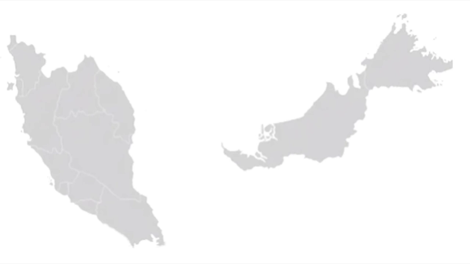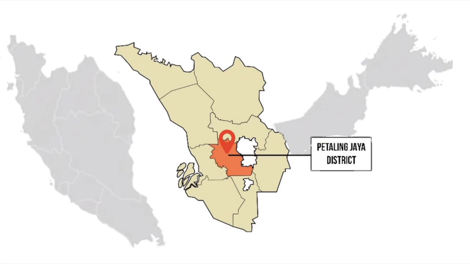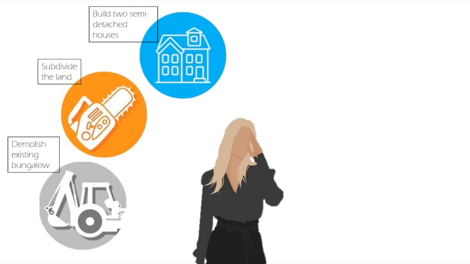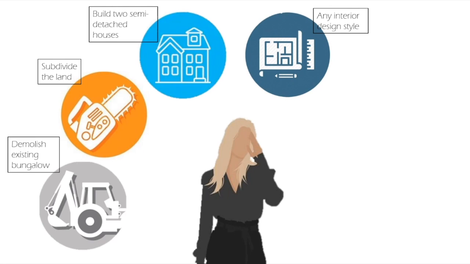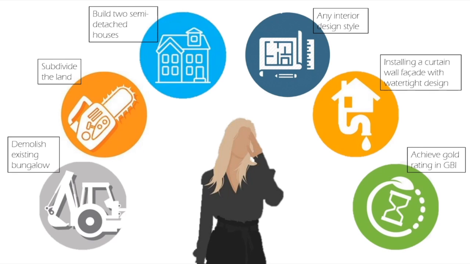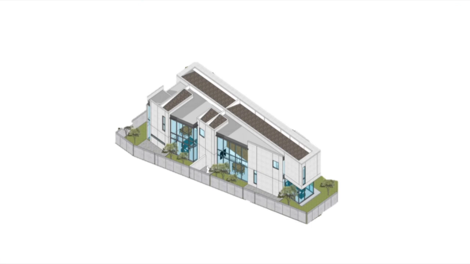With all of that out of the way, let's jump straight right into the project. The location of our project is situated in Petaling Jaya district. The main criteria that are focused in this project are demolishing the existing bungalow, subdividing the land, building 2 new semi-detached houses with any interior design style, installing a curtain wall facade for a double living space, and achieving gold rating in GBI. The total build-up area for this project is 4,210 square feet, and there will be 2 stories for each house.